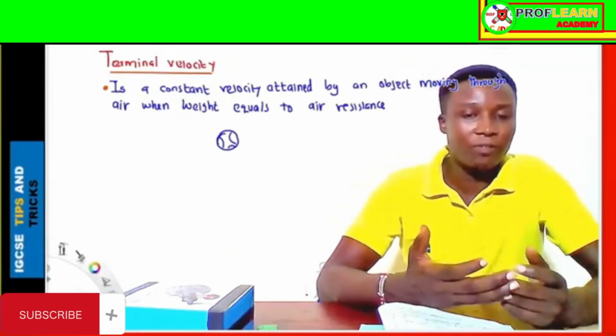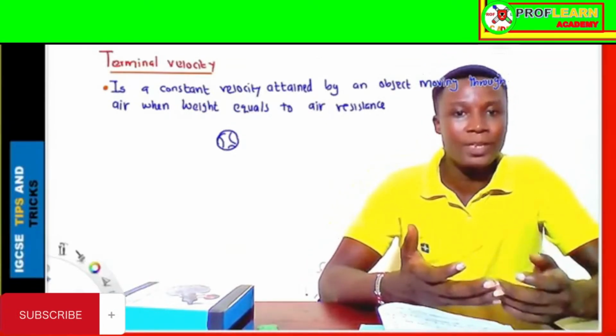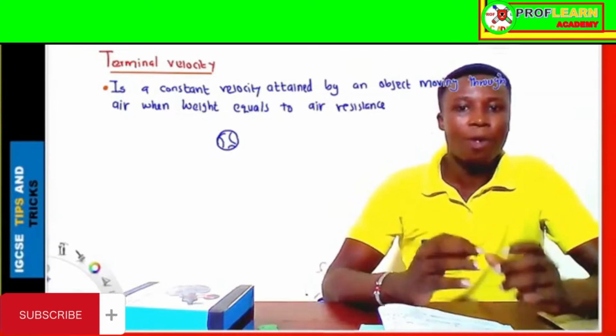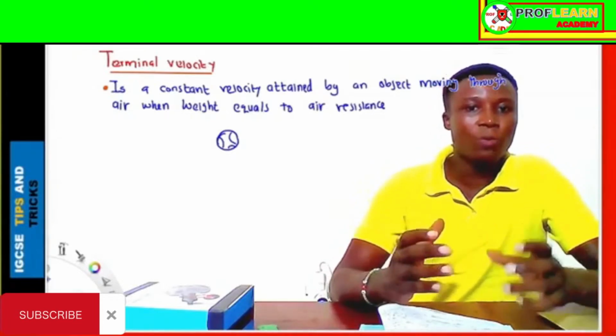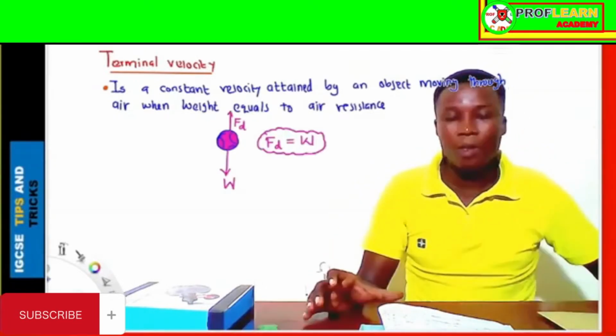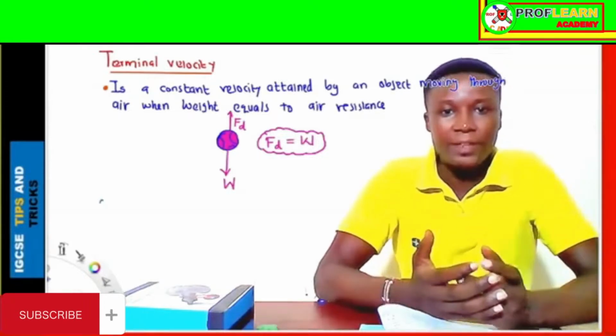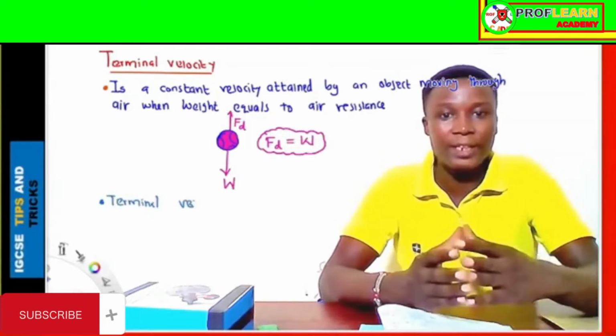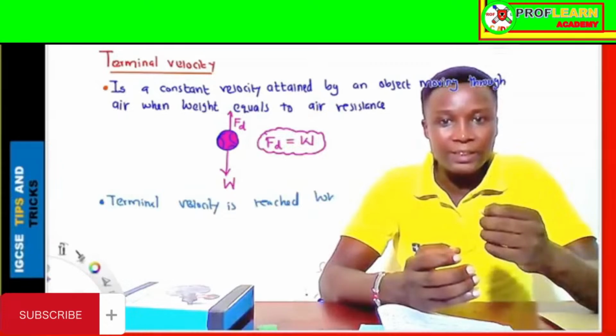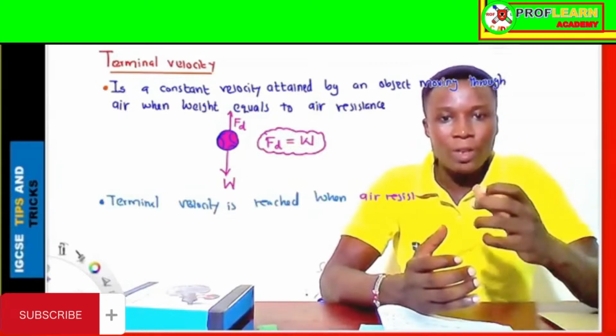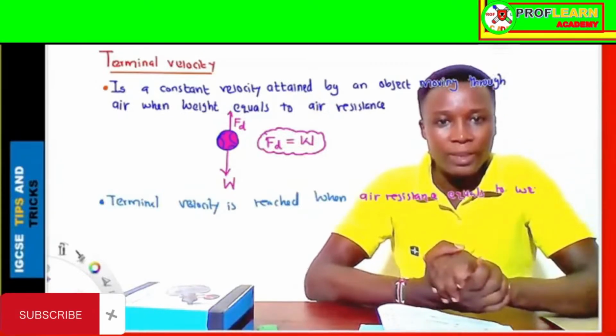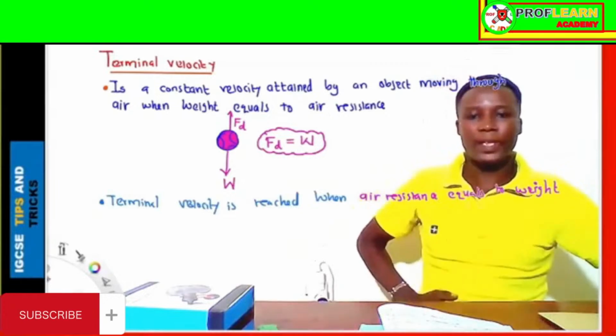By any chance, if you are asked to define terminal velocity, you need to say that this is a constant velocity attained by an object moving through air when weight equals the air resistance. What I need to insist here is that terminal velocity is attained when air resistance is equal to the weight of that particular object that is moving through air.